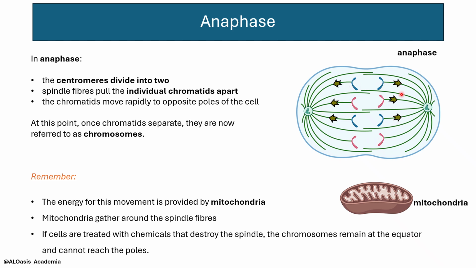If the cells are treated with chemicals that destroy the spindles, this is what happens: the sister chromatids will remain in the equator of the cell, and the chromosomes will not be pulled or moved to opposite poles. You will see in the next stage why pulling the chromosomes to different poles is very important to finalize mitosis.